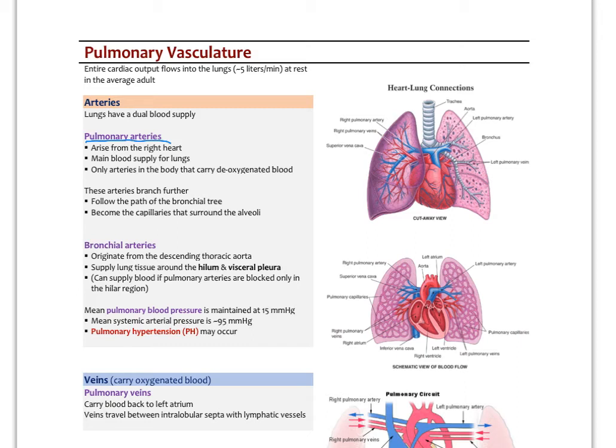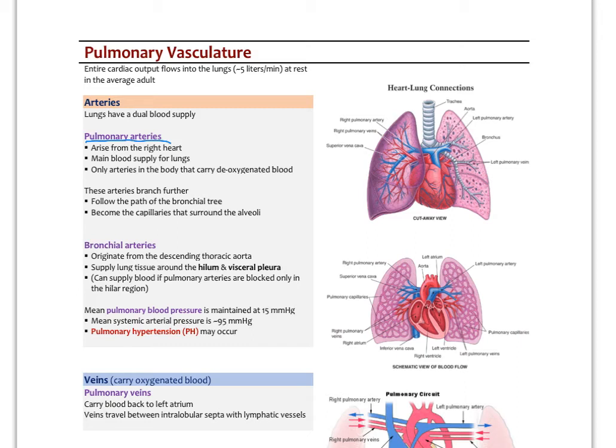And then the pulmonary arteries further branch and they go down, basically following the bronchi, down into each bronchopulmonary segment and then further and further. So eventually they break into the capillaries, and each of those capillaries surrounds the individual alveoli for gas exchange.